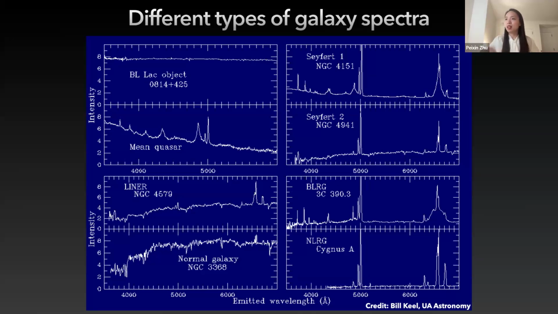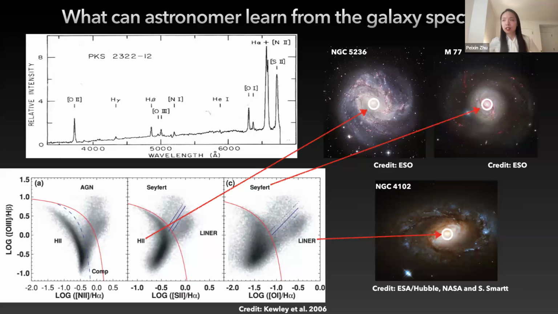And besides just classifying them, we do want to learn more. Do all these emission lines indicate the presence of an AGN or actively accreting black holes? Could they be coming from something else? Unfortunately, yes.